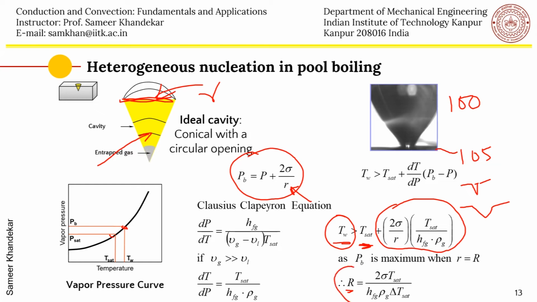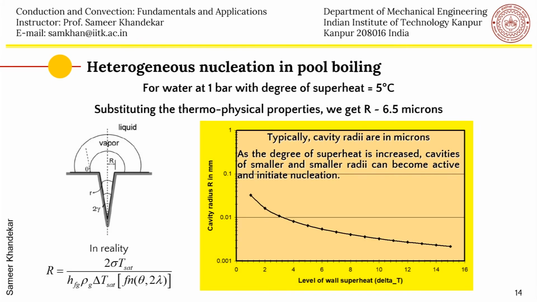So this formula actually comes by the application of the Young-Laplace equation and the Clausius-Clapeyron equation, as you can see here. And if you substitute this in this, you will get the condition for a particular nucleation site which will become active. So we can use this formula and plot how much is the degree of superheat. So what is superheat? The temperature of the wall and the temperature of the fluid. So Tw minus Tsat is what is delta T here. This is Tw minus Tsat.